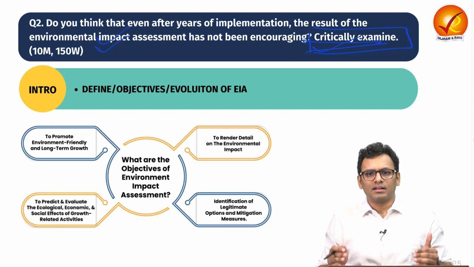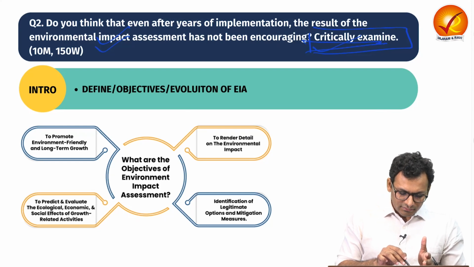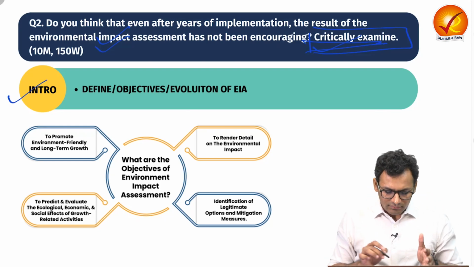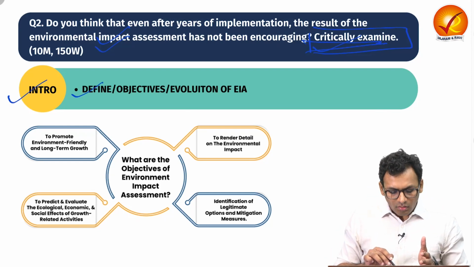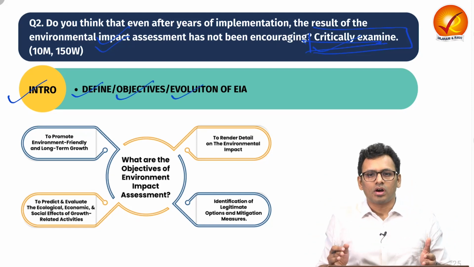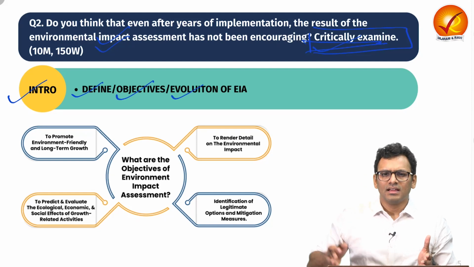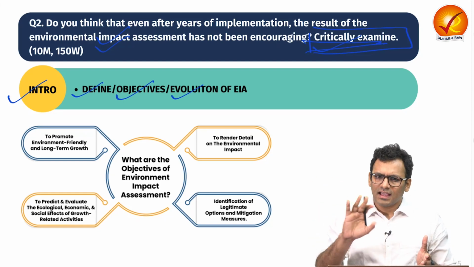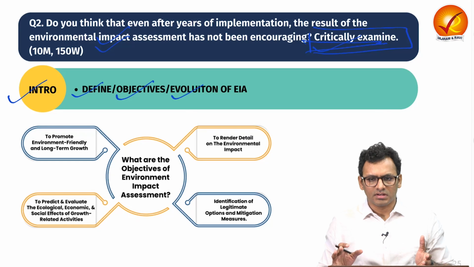So you have to build a narrative, and narrative will encompass introduction where you will define the EIA, or you can talk about the objective, or you can talk about the evolution of EIA. Then you can talk about the successes of EIA in body 1, and then you can talk about the shortcomings, and you can conclude your answer with certain measures.